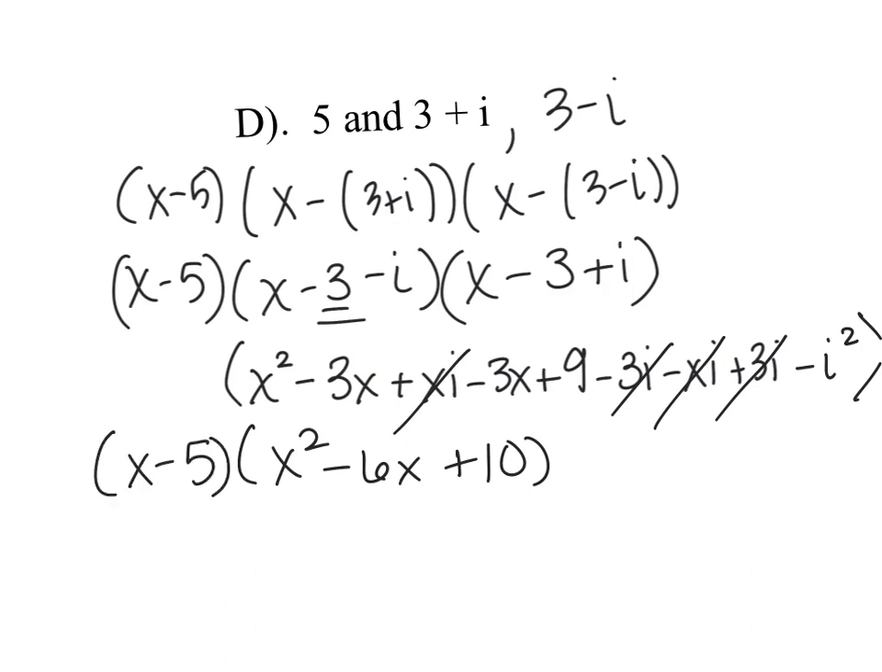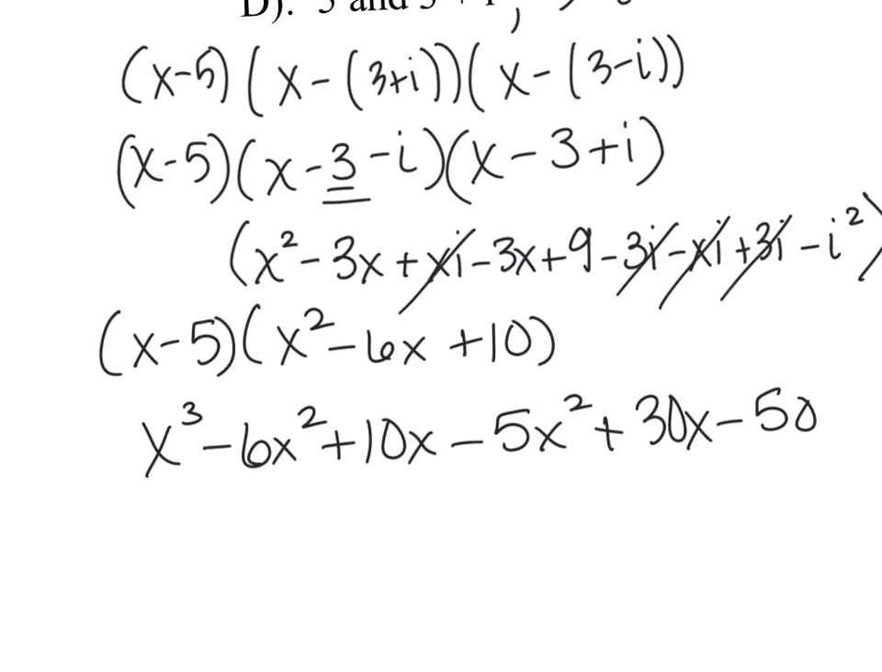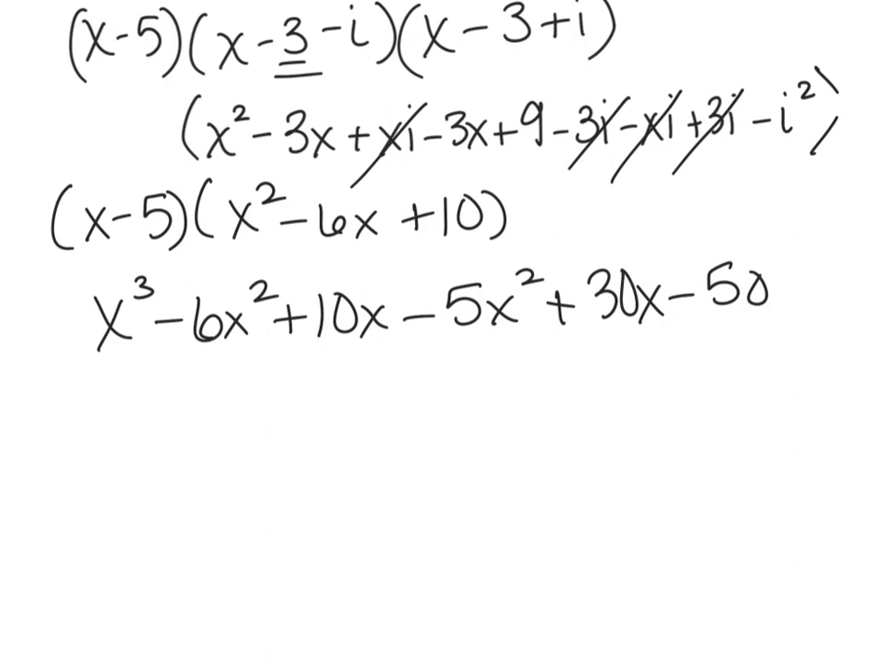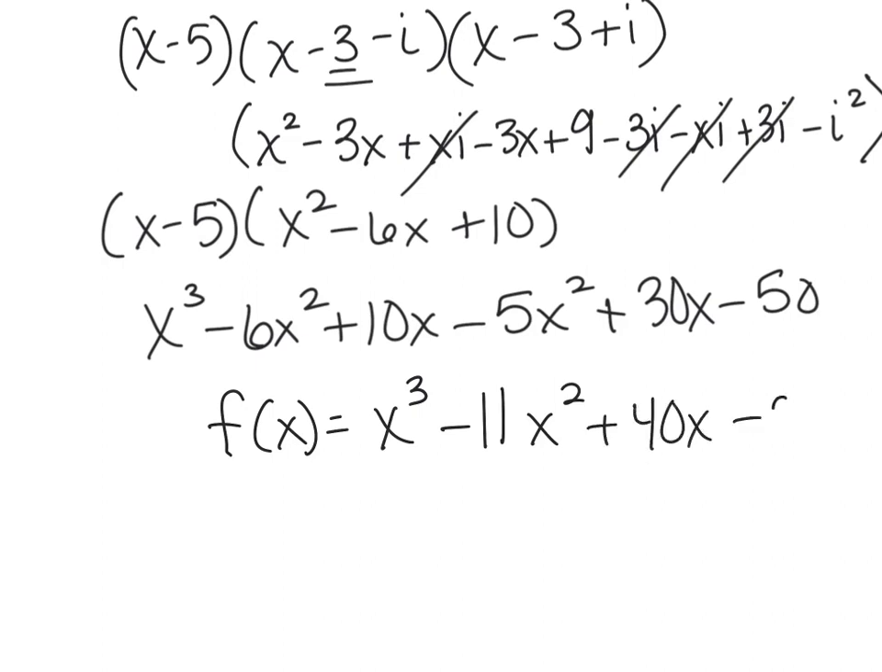And then we get to distribute with the x minus 5. So x cubed minus 6x squared plus 10x minus 5x squared plus 30x minus 50. So you get x cubed minus 11x squared plus 40x minus 50.